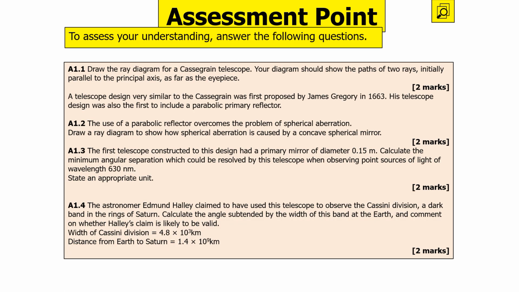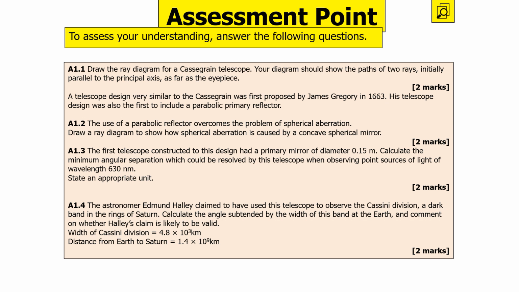The next question says, draw the ray diagram for a Cassegrain telescope. You should draw paths of two rays initially parallel to the principal axis as far as the eyepiece. A telescope design very similar to the Cassegrain was first proposed by James Gregory in 1663. His telescope design was also the first to include a parabolic primary reflector. The use of a parabolic reflector overcomes the problem of spherical aberration. Draw a diagram to show how spherical aberration is caused by a spherical mirror.